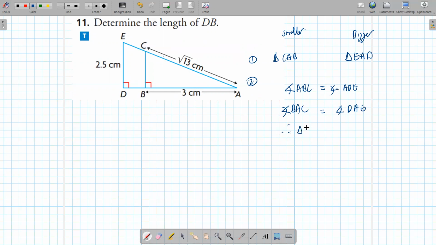Therefore, triangle CAB, the smaller triangle, is similar, and the similar symbol is this one, similar to EAD, okay? It's a wiggly sign. Okay, now we can start doing some maths.